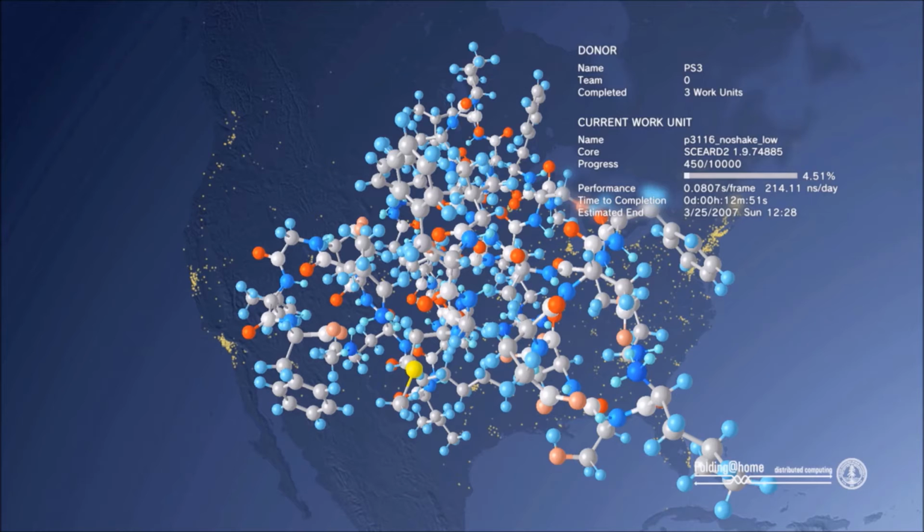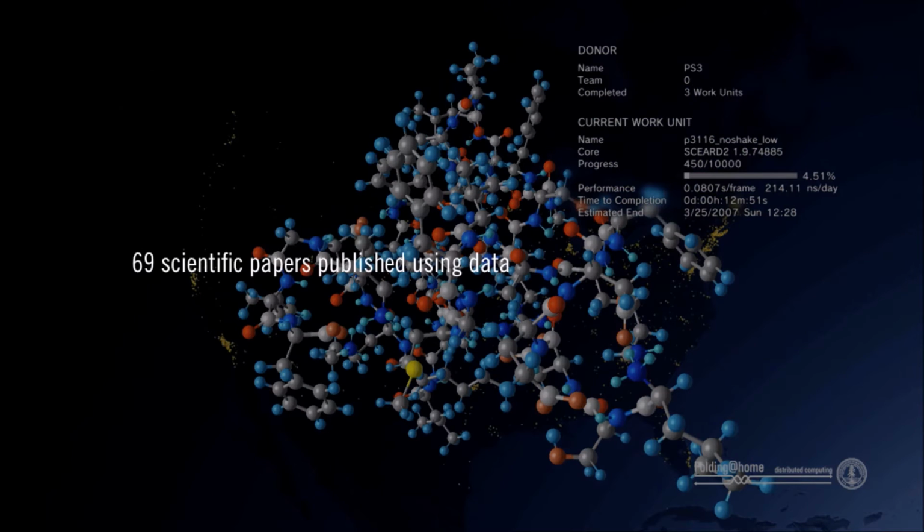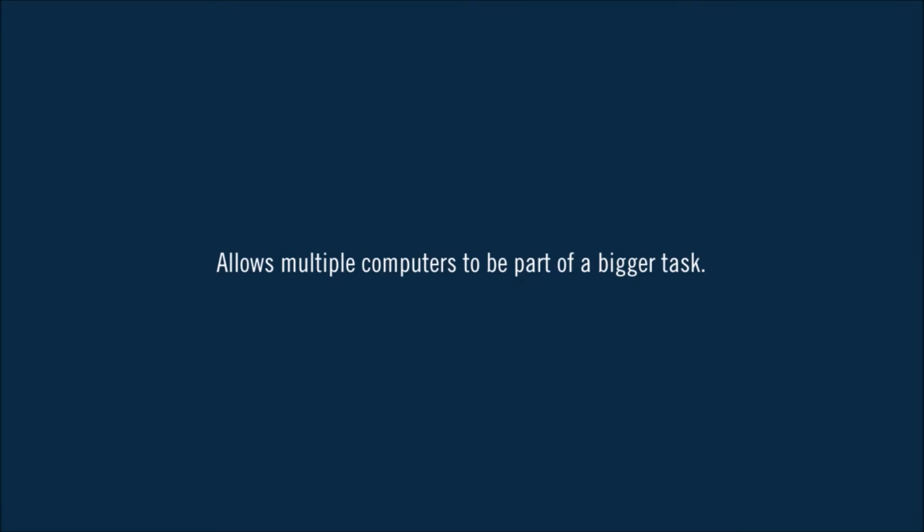Why not harness all of that power of all of those computers all over the world and make it into one supercomputer? And what Folding at Home does is it harnesses the power of multiple computers across the world and puts them to work folding proteins to simulate them. And a lot of research has been done doing this. 69 scientific papers have been published using the data from Folding at Home. So, this allows multiple computers to be part of a bigger task. That's all possible because they're linked via the cloud.